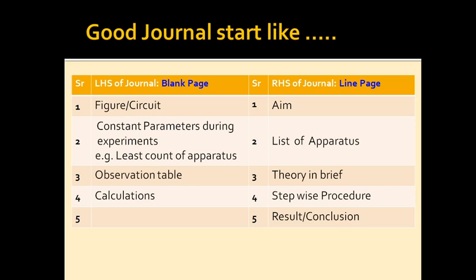If I open the page, as I discuss, your left hand side should be the blank page and your right hand side should be the lined page. On your right hand side pages, you should write the very first item, the aim, which is already given in your lab manual. The second is a list of apparatus, which is also given in your lab manual, so you can write it very easily. Otherwise you can make your own list on the day of your experiment.